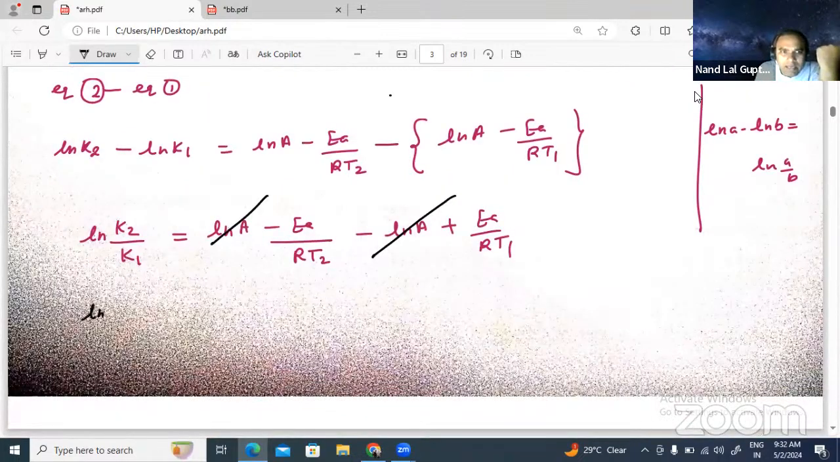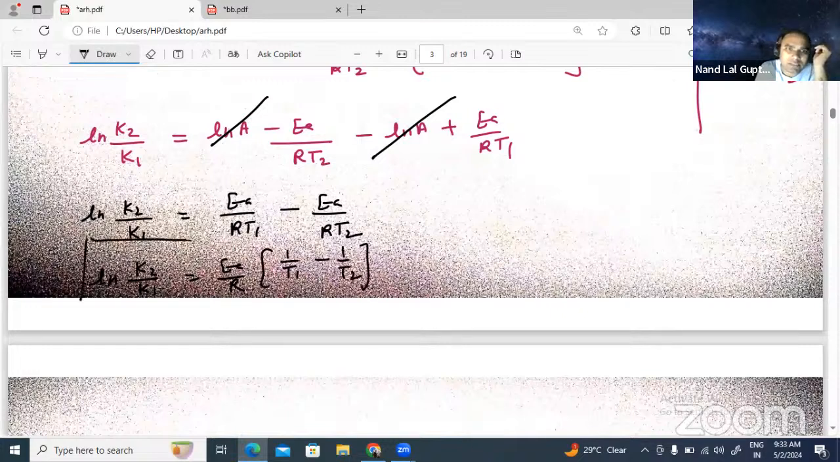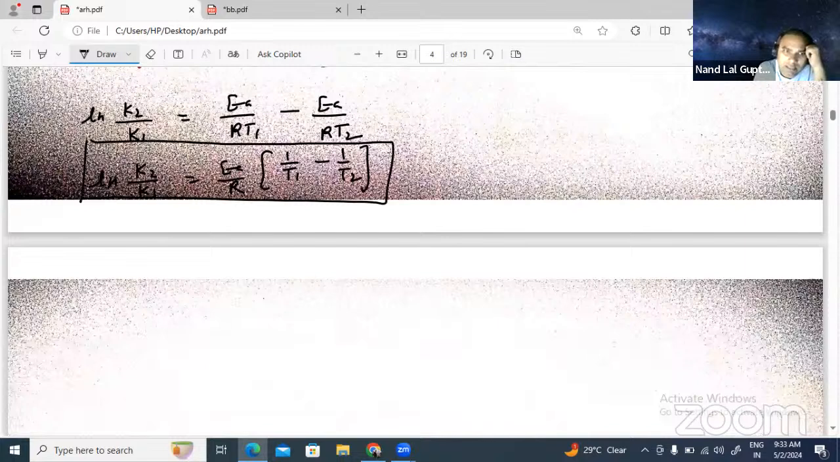Now ln K2 by K1 equals, writing the positive term first, EA upon RT1, and the negative term at the end, EA upon RT2. Some common things are coming: activation energy upon gas constant is common. So ln K2 by K1 equals EA upon R times 1 upon T1 minus 1 upon T2. This is the derived Arrhenius equation at two different temperatures.